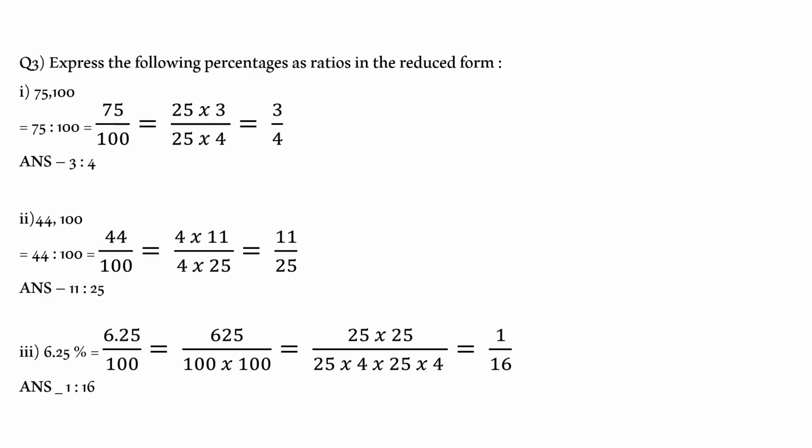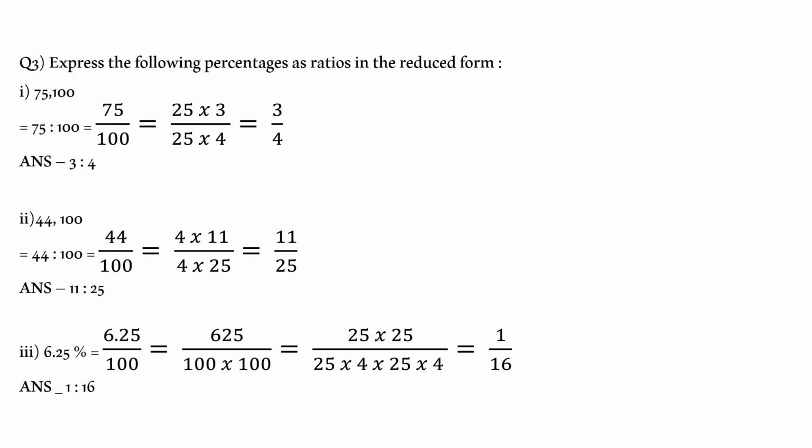Second question, we have 44 and 100. So we will write 44 is to 100, which is equal to 44 upon 100, which is equal to 4 into 11 upon 4 into 25. 4 and 4 in the numerator and denominator will be cancelled. We have 11 upon 25. Our answer is 11 is to 25.